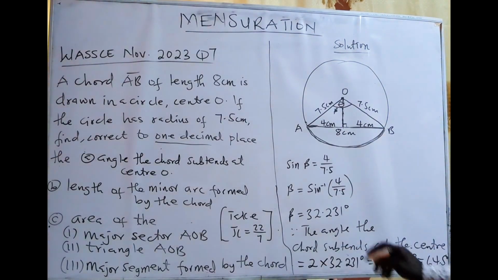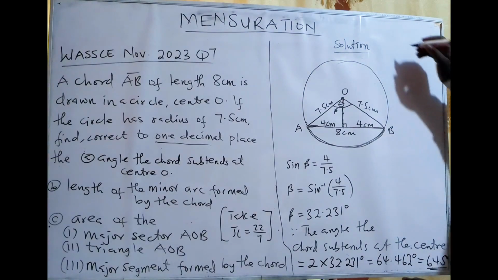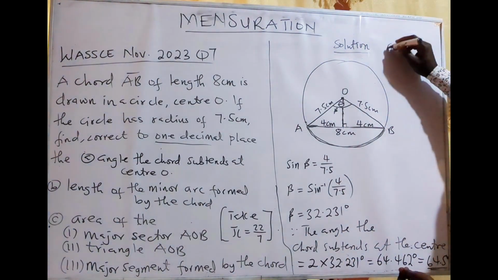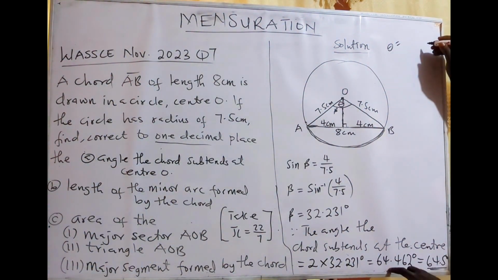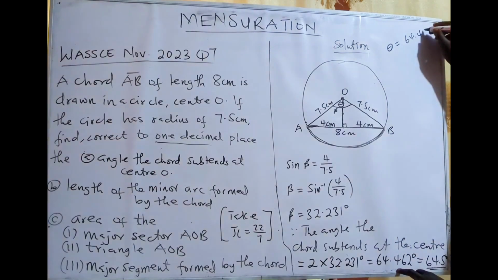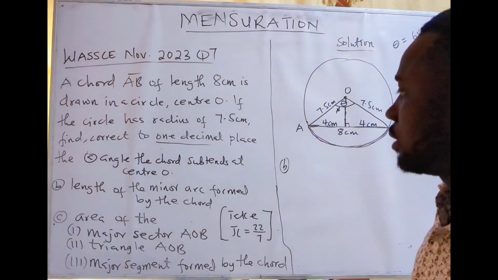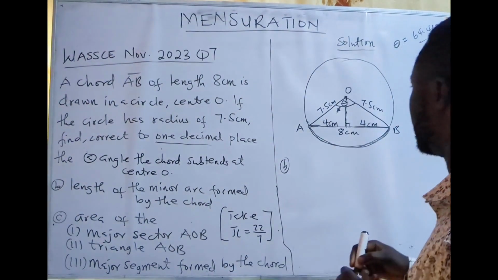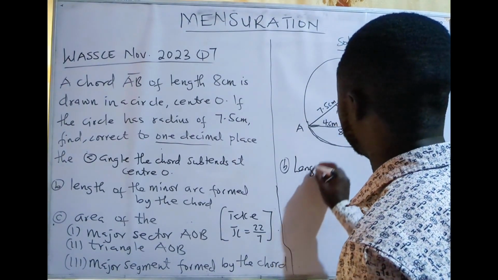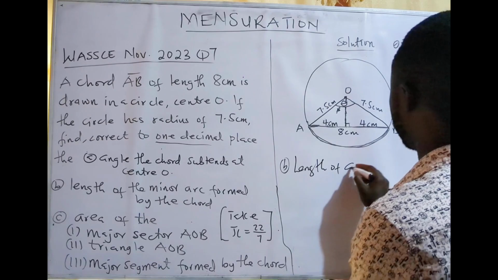We will need the angle to calculate the minor arc. So let me put my theta. The angle theta is 64.462. Make sure you don't use the converted one so that your answer can be accurate. All right. So we are done with the A part. So what is the length of a minor arc?